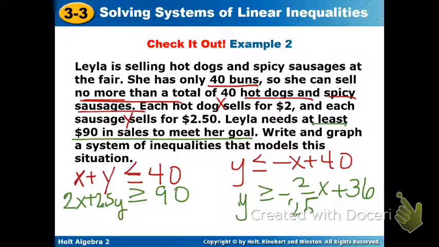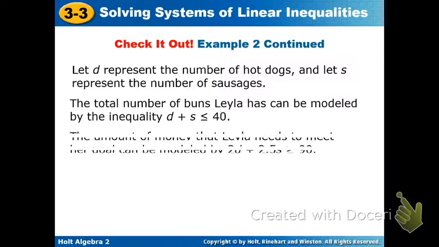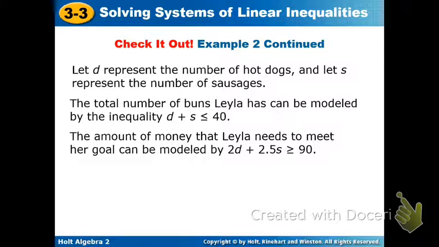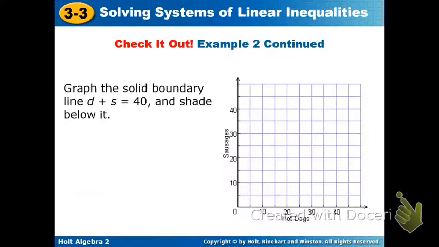Let's go through and finish this up. We have come up with our inequalities. We're letting D represent hot dogs and S represent sausages, so D is your X and S is your Y. Here are our two inequalities that we solved for S, and we go to the coordinate plane. Again, our hot dogs and sausages cannot be negative, so that's why they're showing that right there.